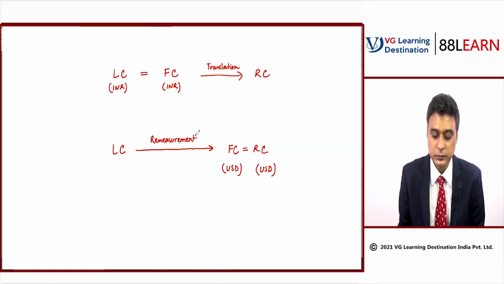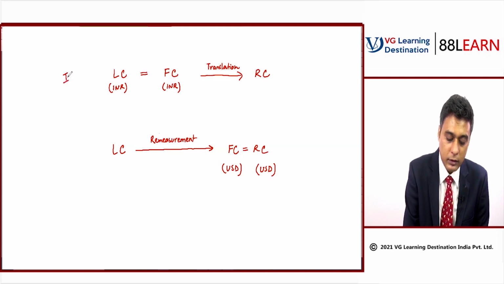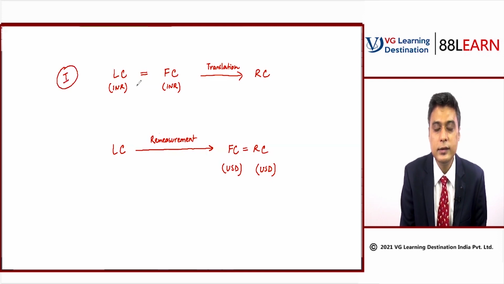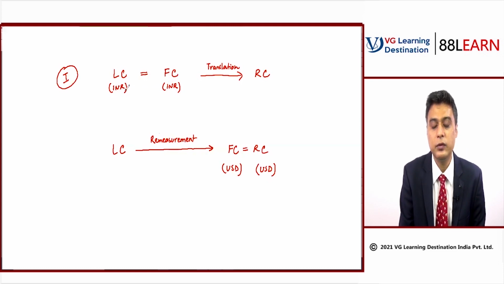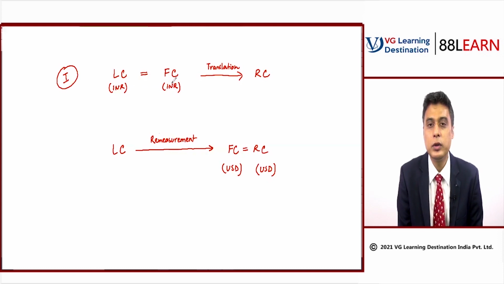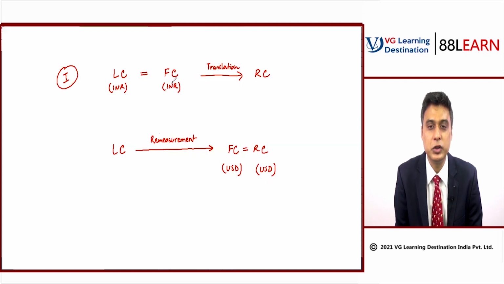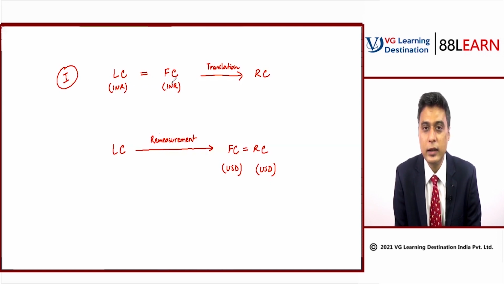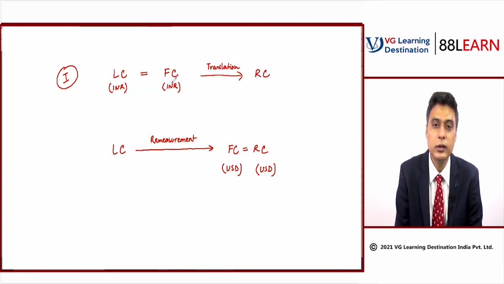Remeasurement method, right? So scenario number 1, local currency is equal to functional. Example, India, local currency is INR, functional currency is also INR. That means we do not have to convert to go from local to functional. We are already at functional. If the financial statements are prepared in INR, that means they are already at functional. Now we have to just take one step to convert from functional currency to reporting currency using the translation method.